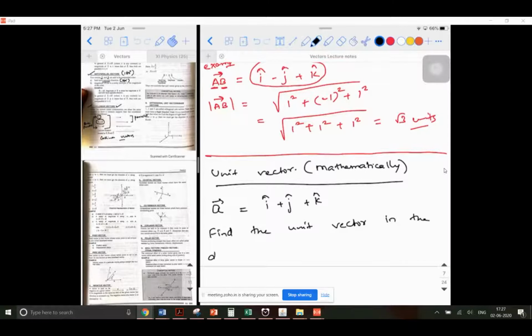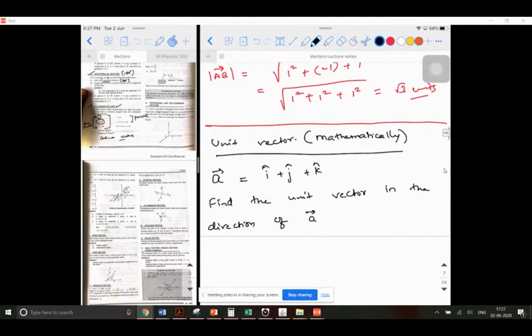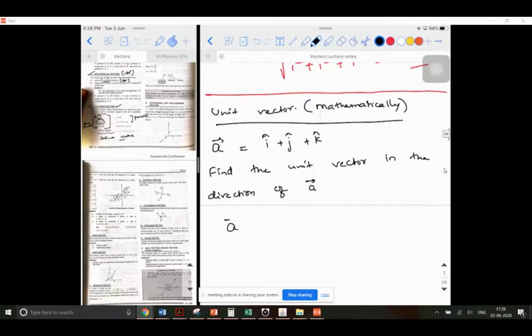in the direction of A vector. If you see a question like this, find the unit vector in the direction of a vector, then we need to have a formula for it. That is what we are going to derive. So again, I'm sticking back to the basics. A vector is given as magnitude of A vector into A cap.